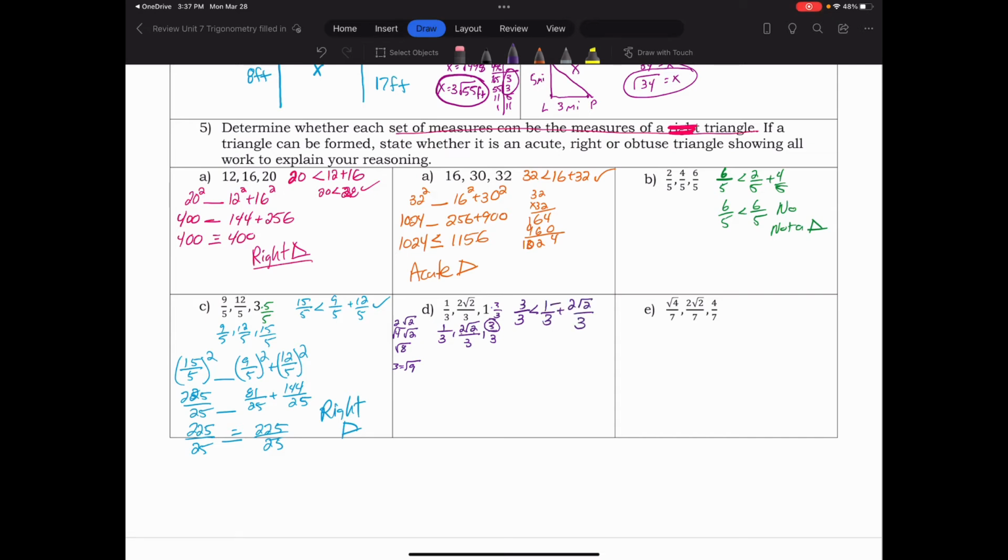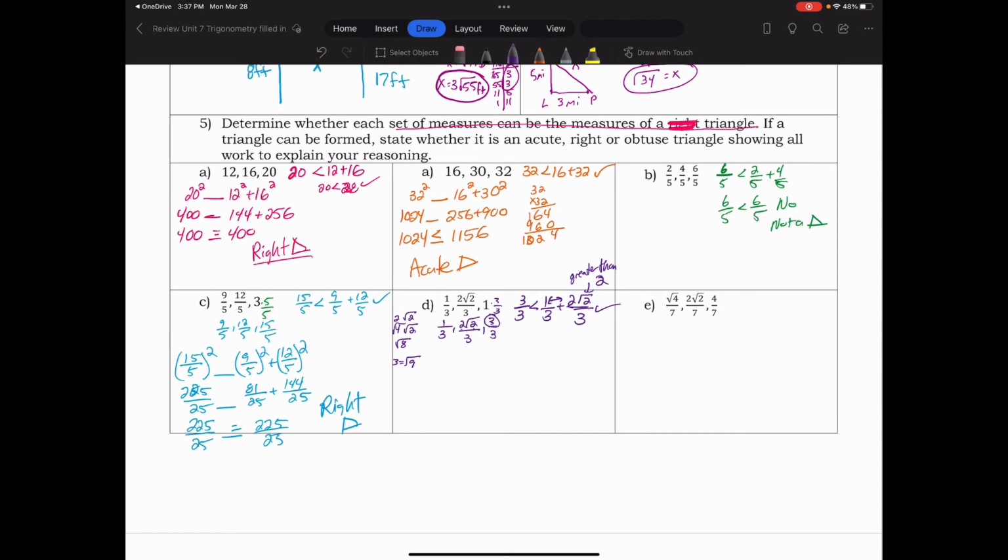Well, I know 1 plus 2 is 3. So what I have to think about is 2 radical 2. This is actually greater than 2. So I know when I add those together that that's going to be greater than 3. So yes, it is a triangle. So then I go through and do my Pythagorean theorem.